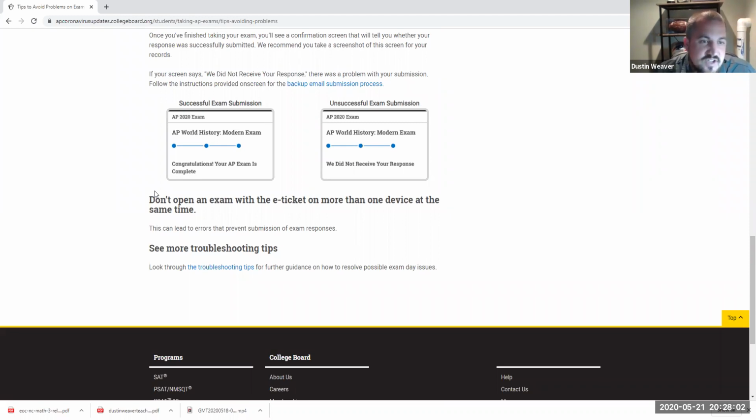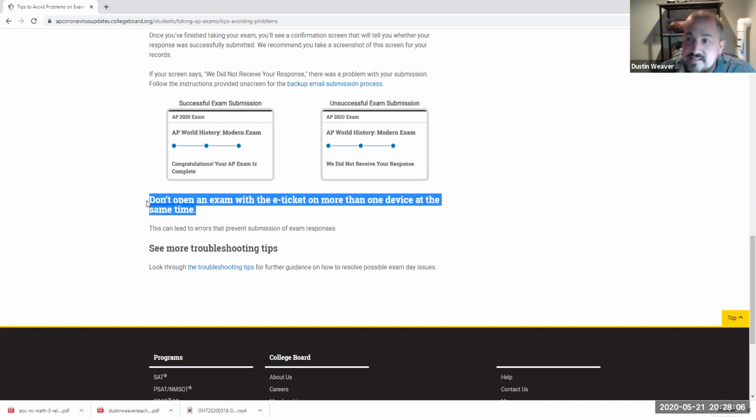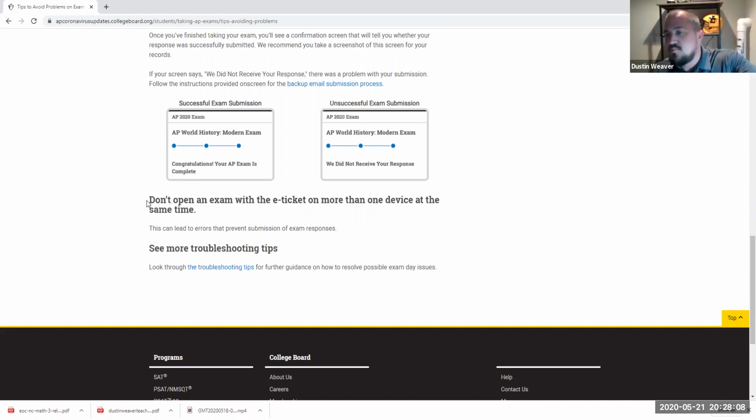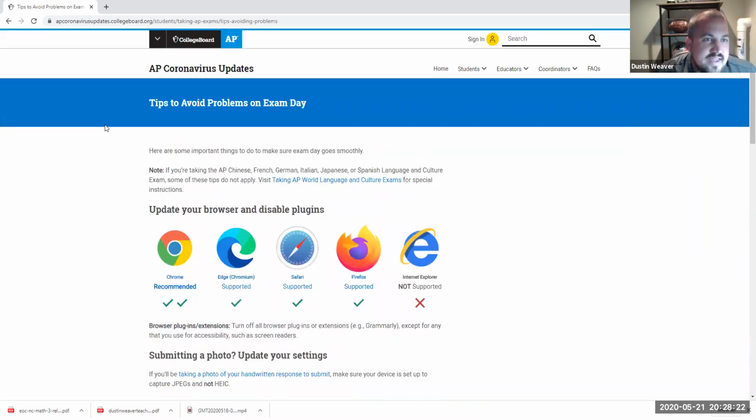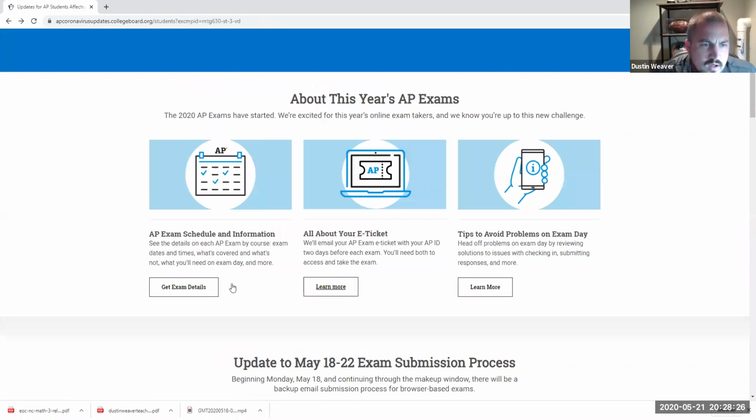This can lead to errors, so don't open an exam with the e-ticket on more than one device. So don't try to open it on your computer and also open the exam on another device as well. Only do it on one computer. And this could lead to errors because it may think you're at 2 different places, okay? So those are all the things that you need to look at for exam day.